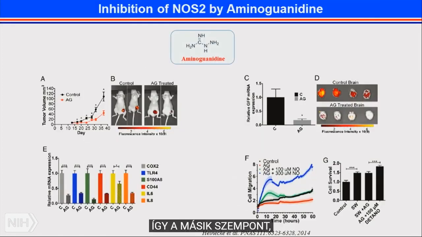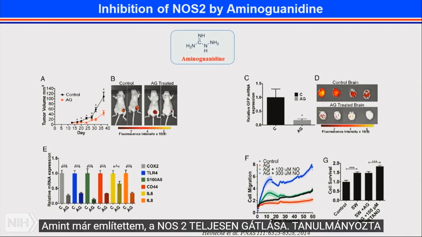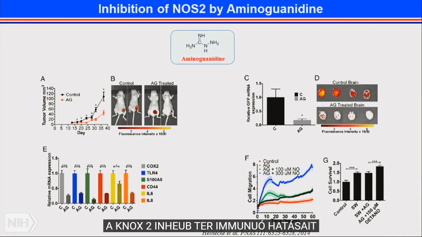So the other aspect, as I mentioned, is to completely inhibit NOS2. So another postdoc in our lab, Julie Heinecke, studied the effect of aminoguanidine, which is a NOS2 inhibitor, using the same model. And she found that aminoguanidine decreases the tumor volume as well. And she also found that aminoguanidine significantly decreased the metastasis to the brain. So we thought this was really interesting because we did not see that with our NO donating molecules.